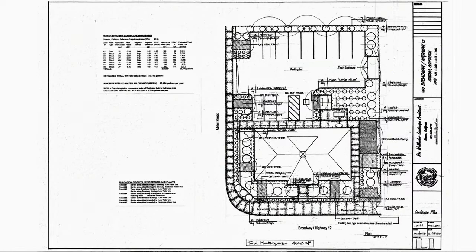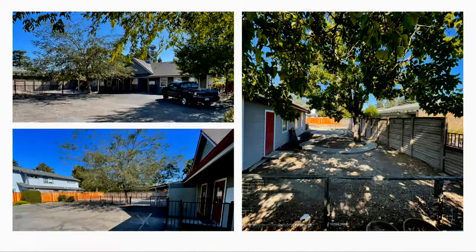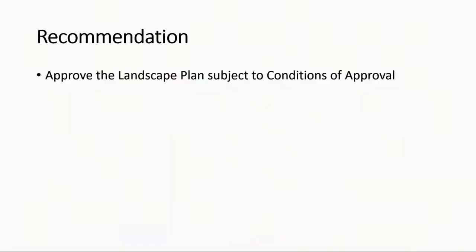Unfortunately, I can't read the plans that well at this scale, but it was prepared by our local landscape architect and council member Ron Wellander. We have the WELO calculations and the irrigation plan as well. Here's some photos of the project site for those of you who might not be familiar with it. It's mostly just some perimeter plantings. The recommended action is to approve the landscape plan subject to conditions of approval. Any questions for staff?